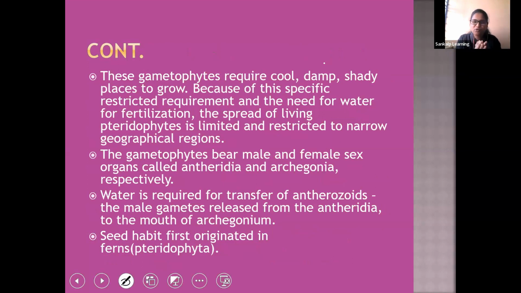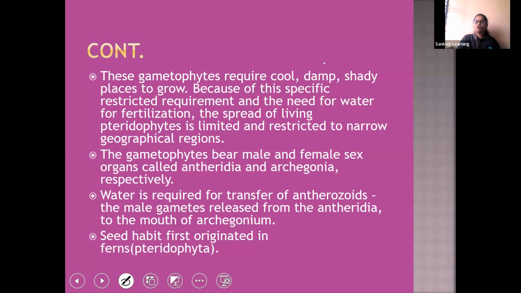So here the gametophytes grow as prothallus. For their growth and development, specific conditions are very important for pteridophytes. Due to these specific requirements, we cannot see many species of pteridophytes, and for fertilization they need a water medium. That is why the spread of spores in pteridophytes is very low, and you can see pteridophytes only in restricted geographical regions.